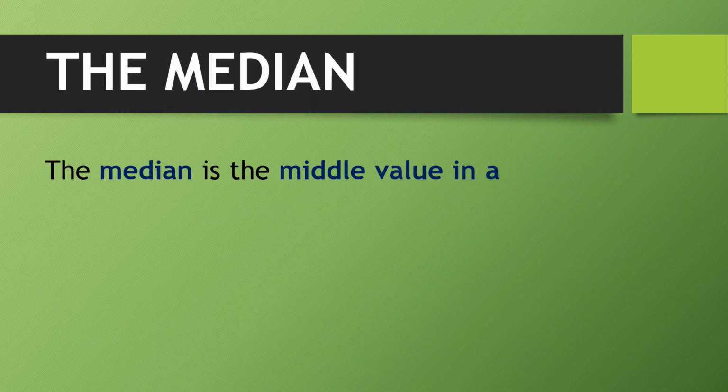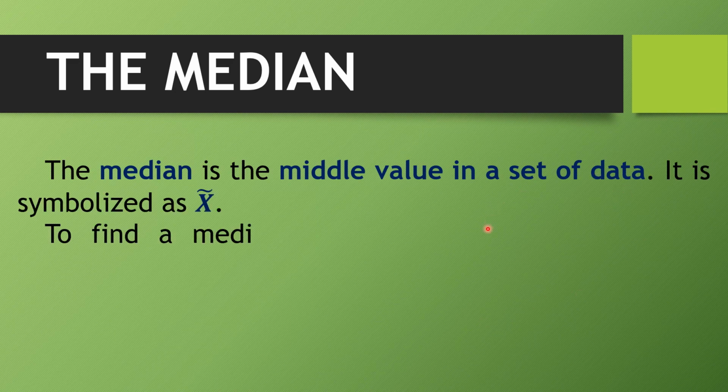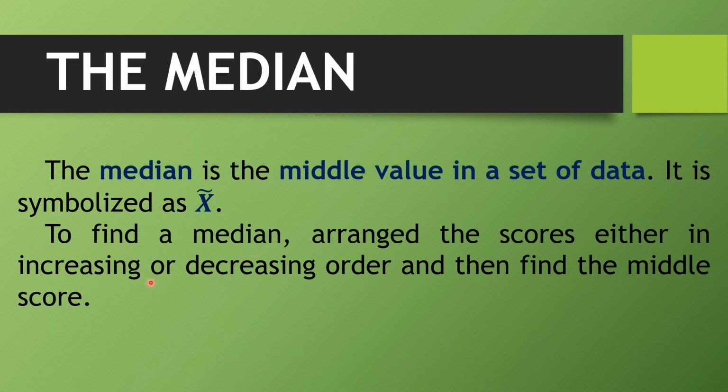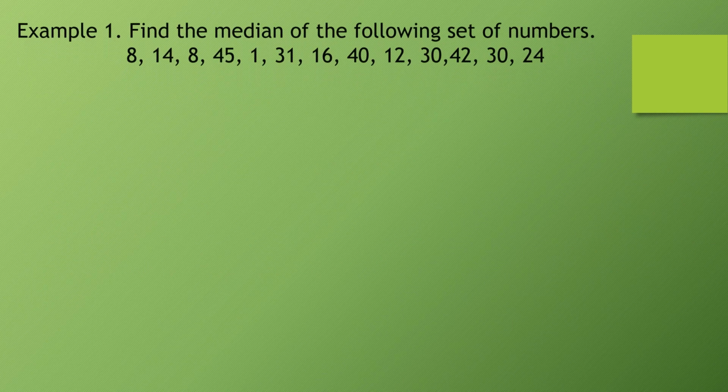The median is the middle value in a set of data. It is symbolized as x tilde, read as x tilde. To find the median, arrange the scores either in increasing or decreasing order and then find the middle score. So let's have example number 1.